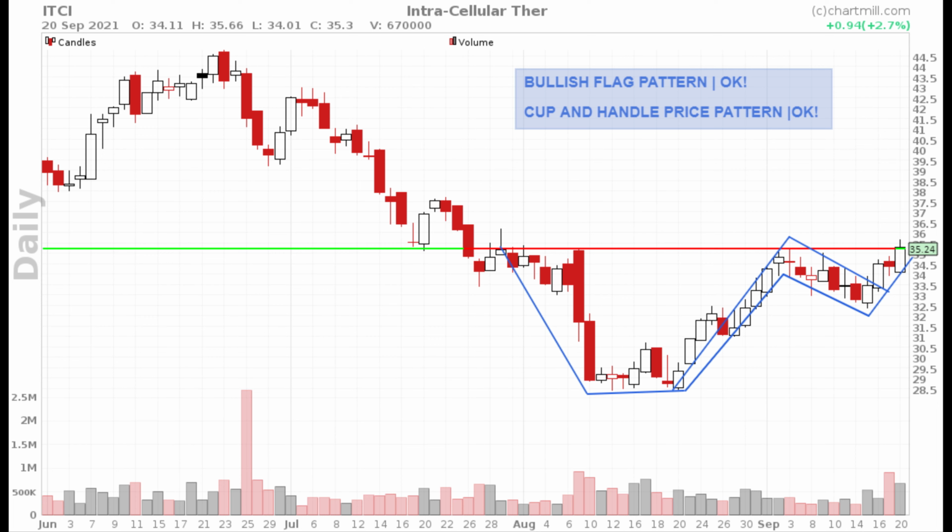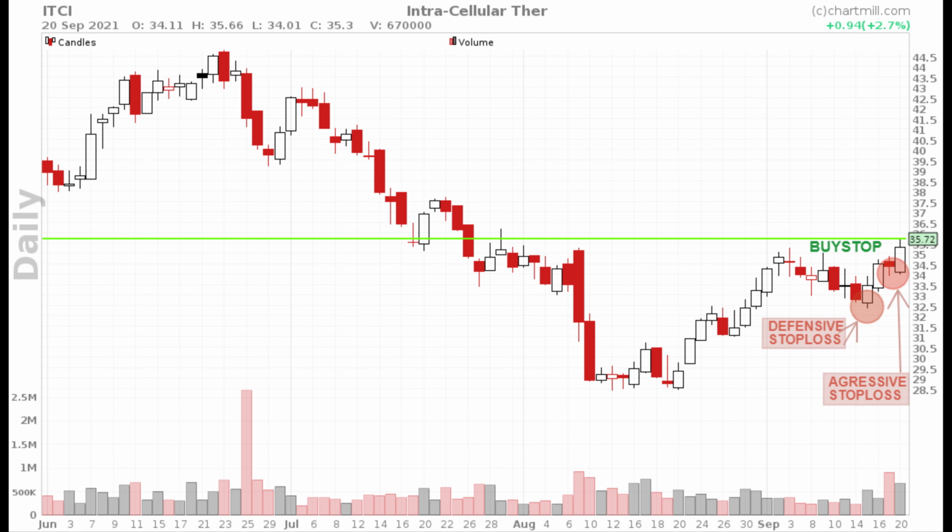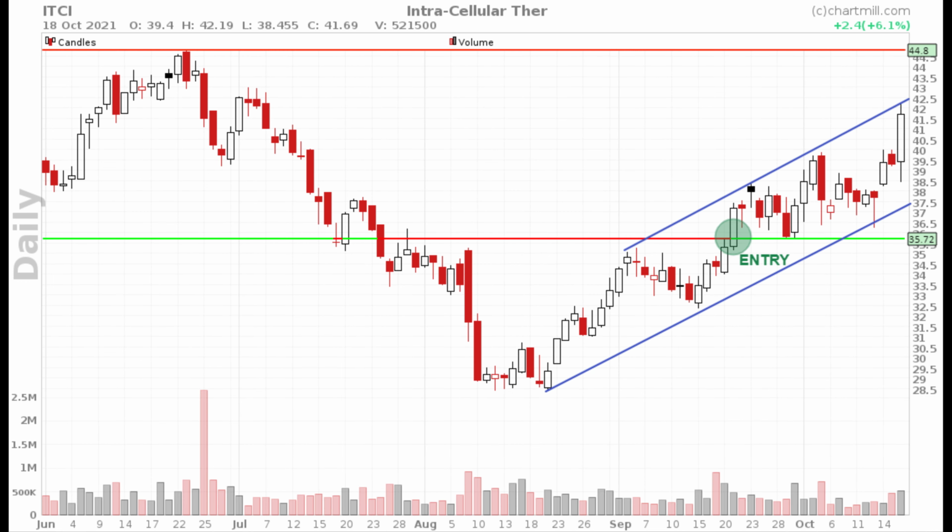We now have 2 confirmed price patterns, a bullish flag pattern in a cup and handle chart pattern. It's time for a buy setup just above that last candle. A stop loss below the last swing low is rather defensive and may be suited for the long-term trend traders. The shorter, more aggressive stop is more short-term based. The first real target for this setup is situated at the previous high, at around $44.5. And at the time of making this video, the chart looks like this.